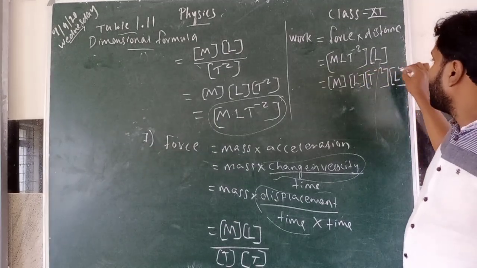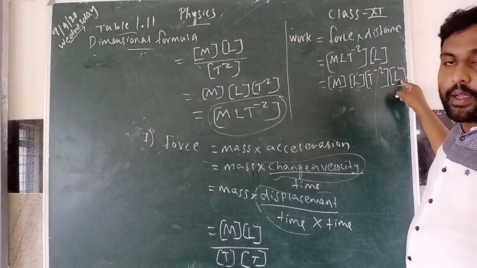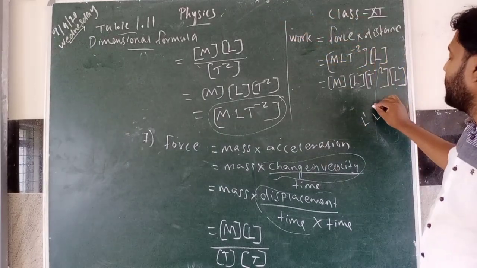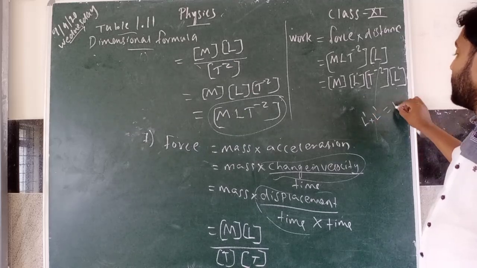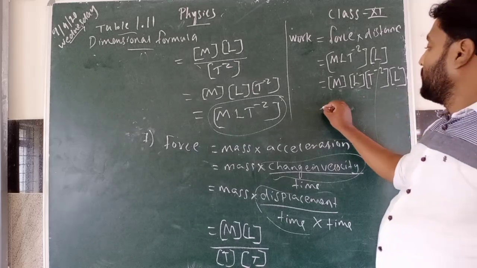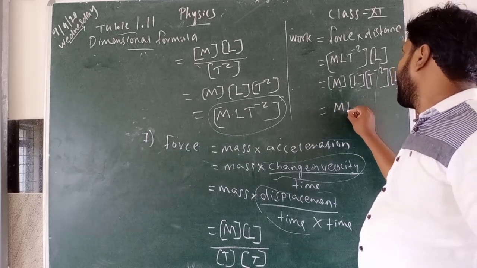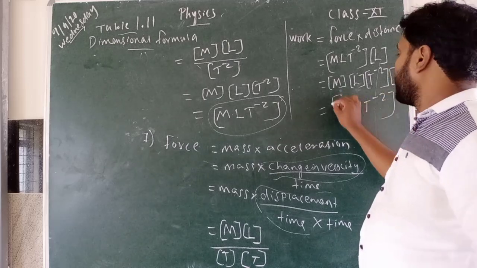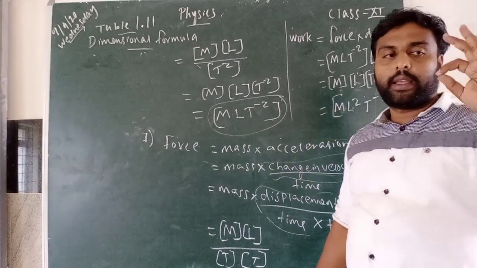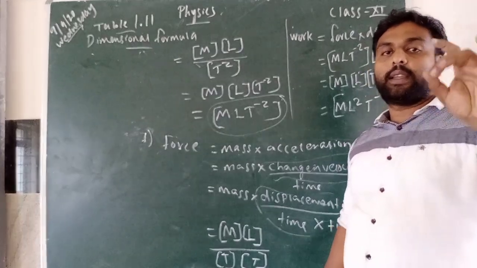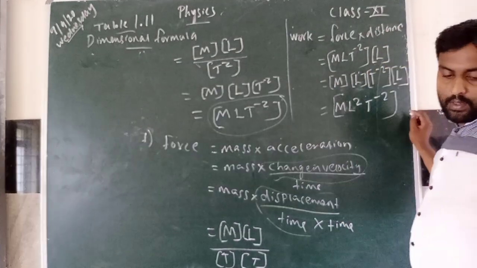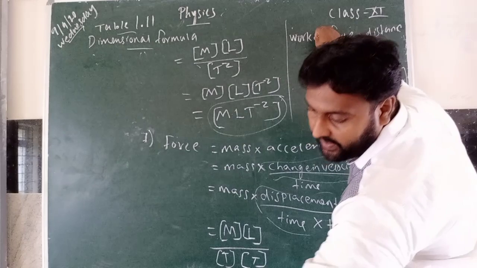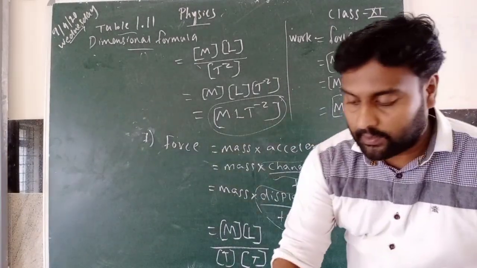Again L power 1, L power 1. L into L is what? L square. So M L square T power minus 2. Always write in this order M L T: mass, length, time. So you got the what? Work is M L square T power minus 2.